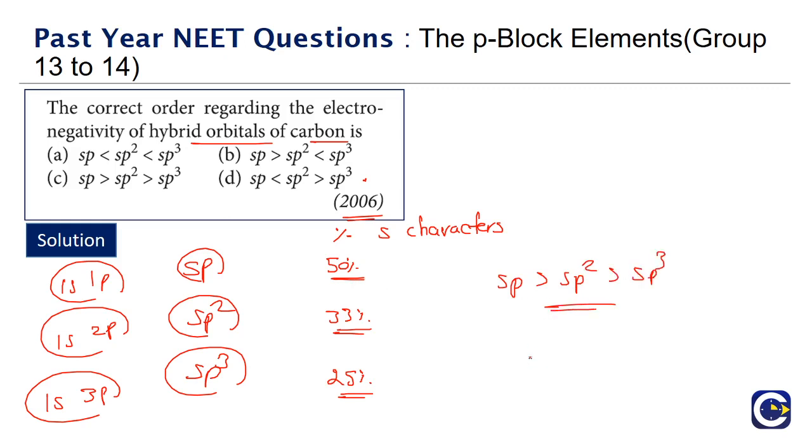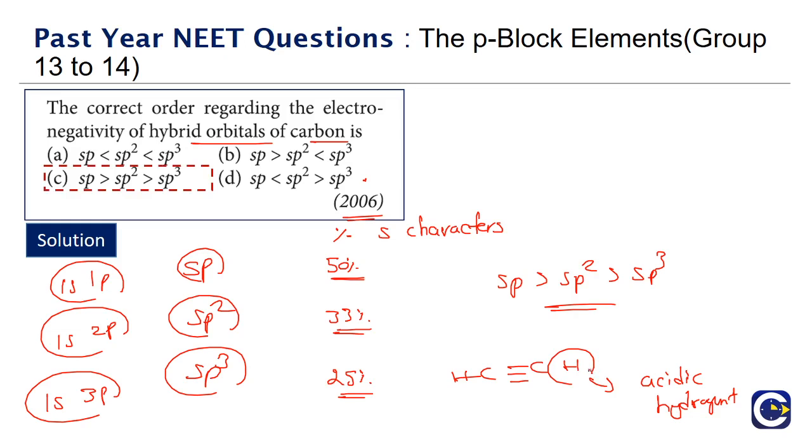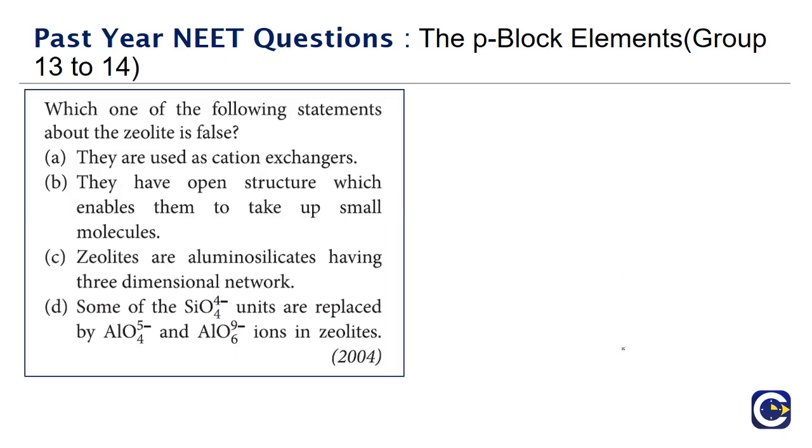In fact, for this reason, in some compounds where the carbon has sp hybridization, like acetylene, the hydrogen attached to carbon can even behave like acidic hydrogen. When acetylene reacts with sodium, it forms a compound where hydrogen is replaced by sodium, like the way it happens in the case of acids. So the correct answer is sp has more electronegativity than sp2, than sp3.